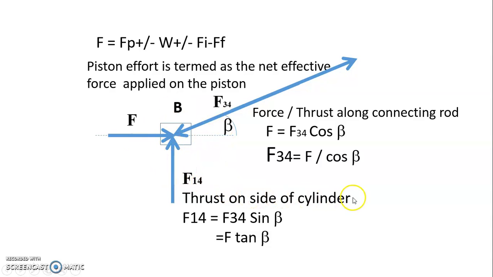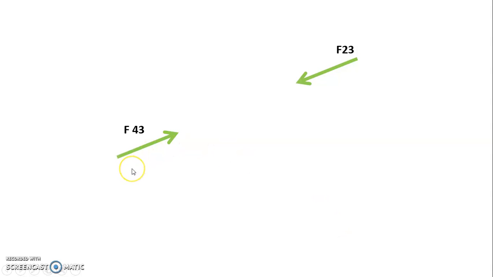F14 is the thrust on the side of the cylinder, and F14 you get by resolving vertically. Resolving vertically, you get F14 is equal to F34 sine beta, and F34 you have already found as F by cos beta. So writing F34 is equal to F by cos beta, you get F14 is equal to F tan beta. Okay, this is the general equation for finding the thrust on the side of the cylinder. And F34 is equal to F43, and F43 is equal, but in the opposite direction, to F23.